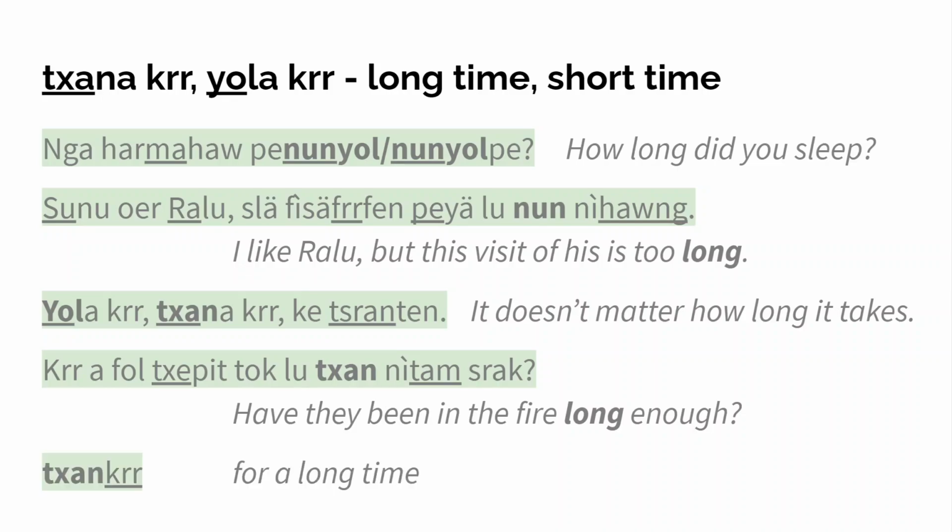Yeah, and we also have an adverb an grr, which means for a long time. So I could, for example, as an answer for the first question, say oe harmahau an grr. I slept for a long time.